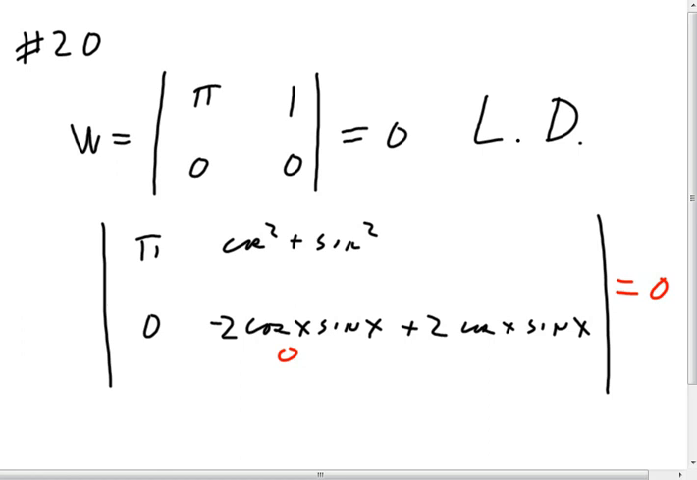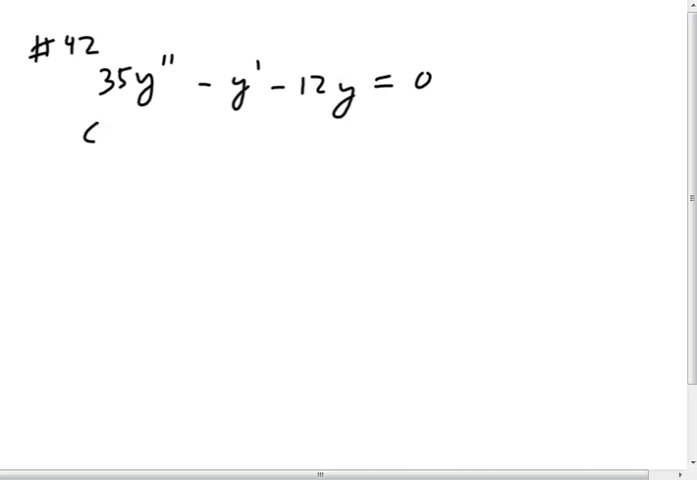Look at 42. 35 y double prime minus y prime minus 12y is equal to 0. Okay, so I have a characteristic equation. My characteristic equation is 35r squared minus r minus 12 is 0.